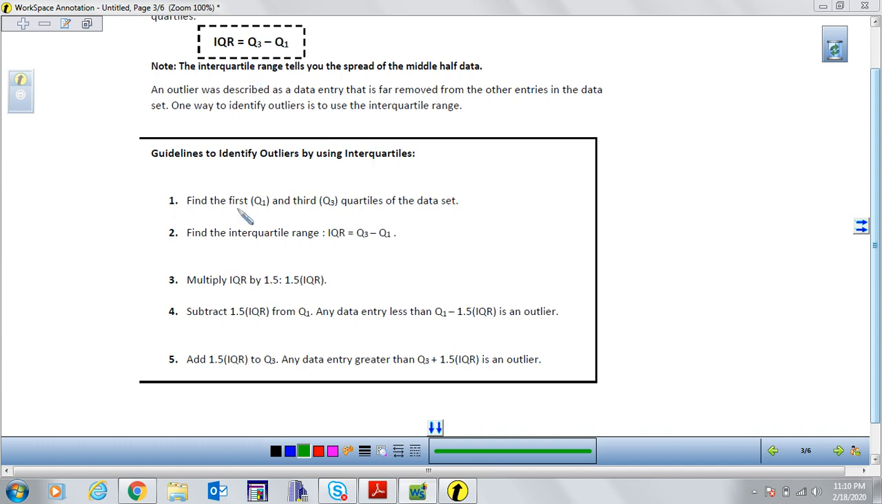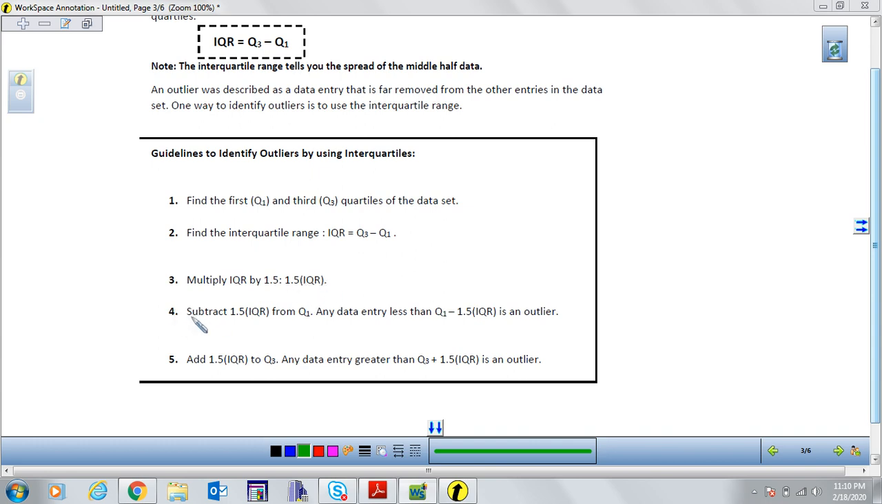Number 1, find the first quartile and the third quartile. You already know how to do that from the data set. That's what we just learned in the previous example. Number 2, find the interquartile range. You need to find this too, because then you're going to use this formula and you need these two values to subtract them from each other, Q3 minus Q1. Then step 3, multiply the IQR, so multiply the answer that you got from this subtraction times 1.5, or 1.5 times the IQR. The order doesn't matter, IQR times 1.5 or vice versa, 1.5 times the IQR.